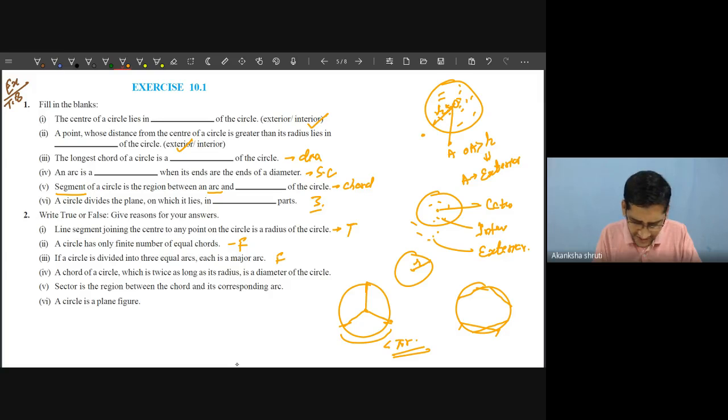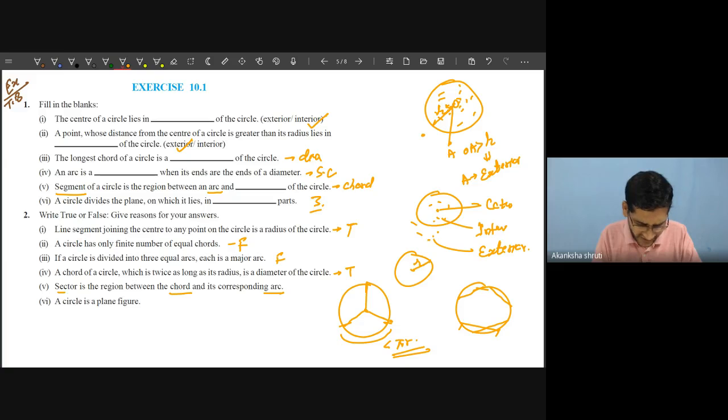A chord of a circle which is twice as long as the radius is a diameter. Is it correct? Yes, true. Because the diameter is the longest chord, which is a straight one, passing through the center and making a 180-degree angle at the center.